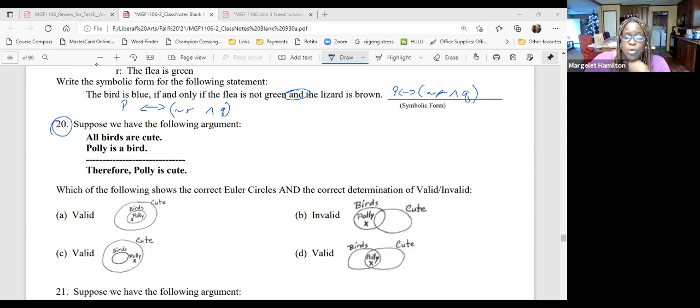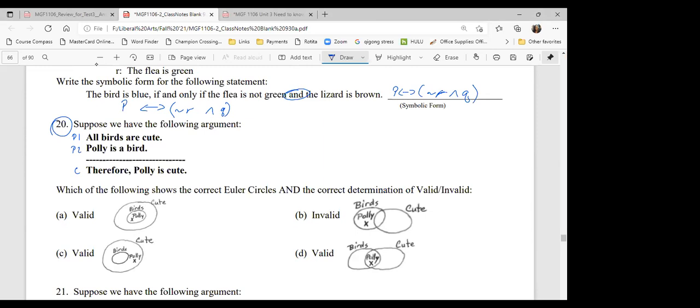Thinking about our circles, look at what they gave you for the multiple choice selections. Remember, we're drawing our first premise. This is our P1, our P2, and our conclusion. But we're just pictorially drawing it. Looking at my premise 1, all birds are cute. What should that look like? Birds inside the cute circle.